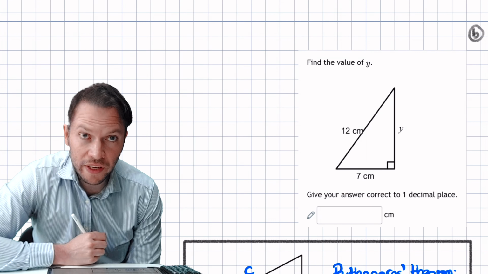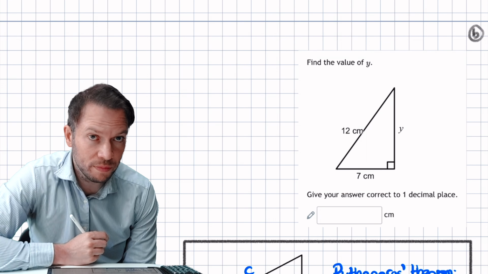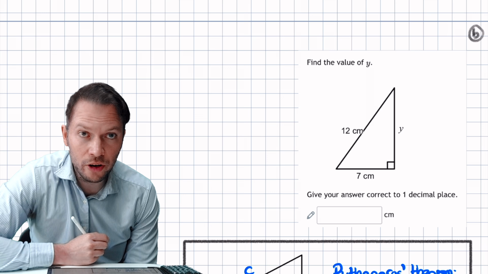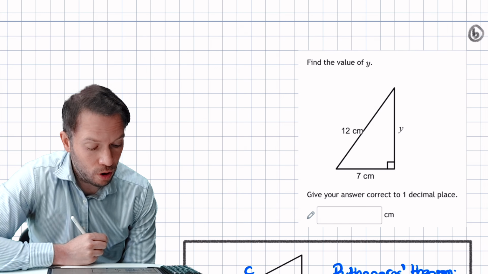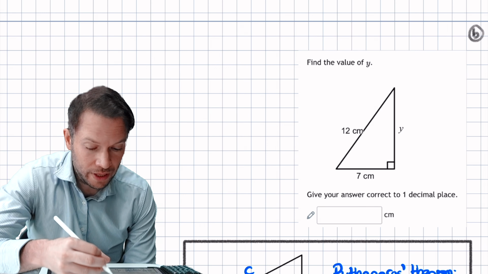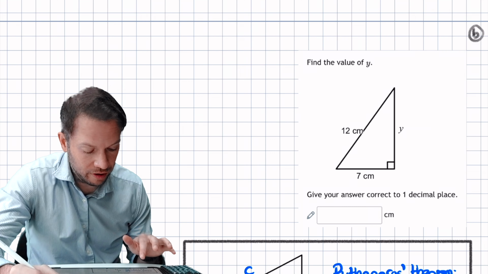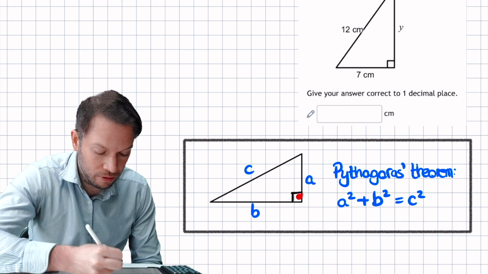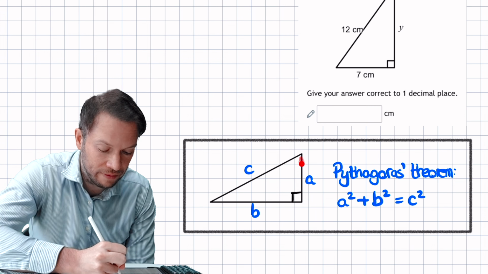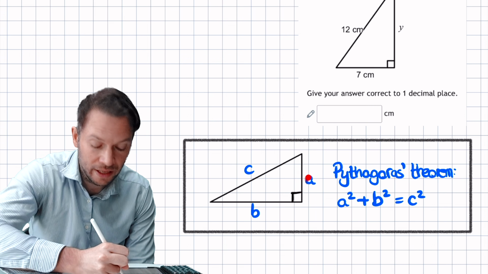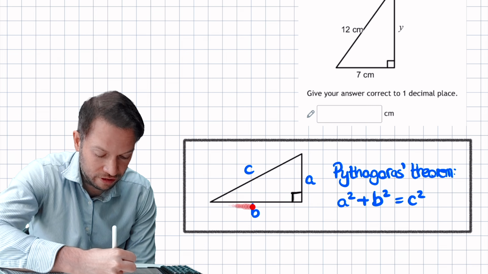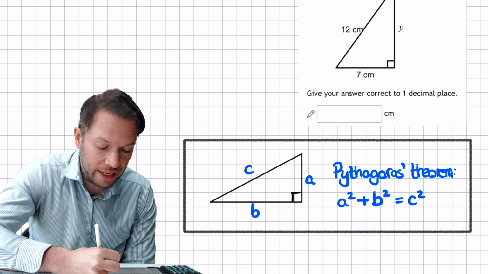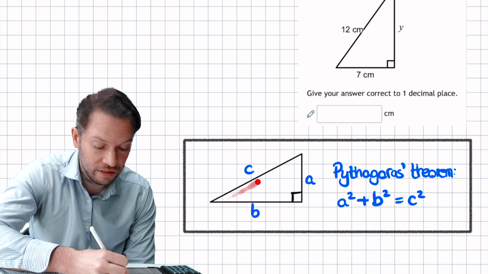Hi, in this second video on Pythagoras theorem, we're going to use Pythagoras theorem to find an unknown shorter length of a right-angled triangle. Now let's remind ourselves what Pythagoras theorem is. If we have a right-angled triangle, so it has a 90-degree angle, now if you take one of the shorter lengths squared, so let's call it a, and you take the other shorter length squared, so you do b squared, that gives you the length of the hypotenuse squared, so c squared.